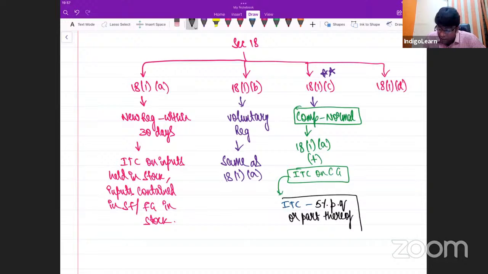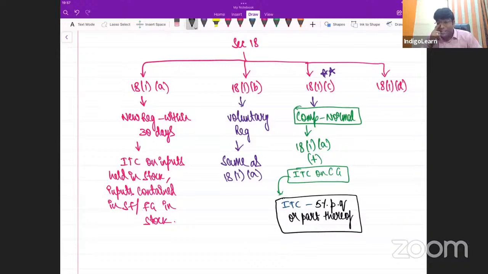And the logic of this 5%, because under GST law, useful life of any capital good is always taken as 5 years. 5% per quarter means per annum it is 20%. For 5 years it becomes 100%. That way you can claim credit. So whatever is the total ITC you have got.